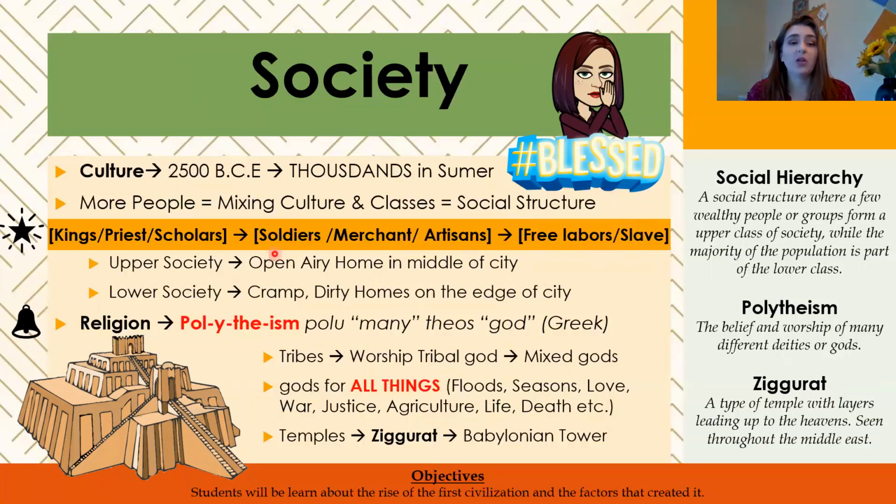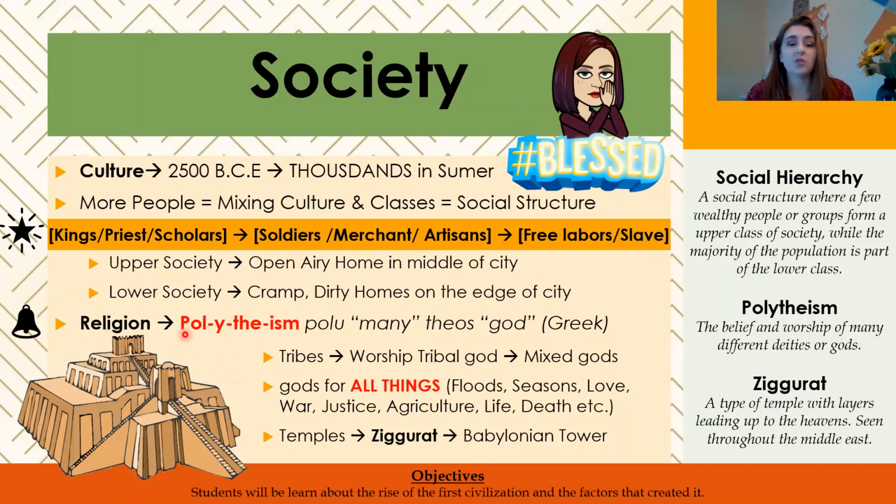So upper society would live in the open area homes in the middle part of the city, while the lower society would tend to live on the outskirts, which would create these cities that were circular in nature, with the high society in the middle and the low society on the outside. Rings, very societal rings.